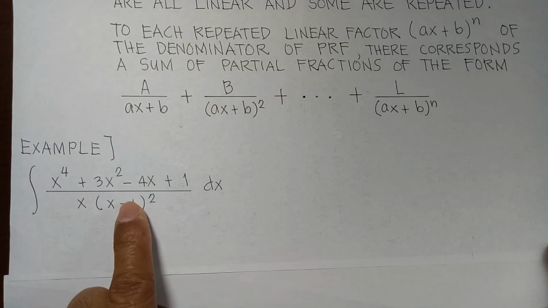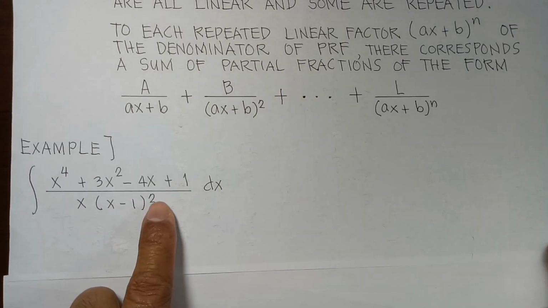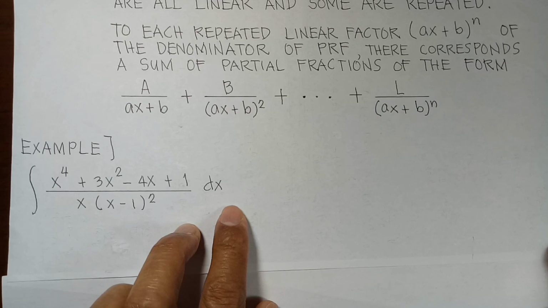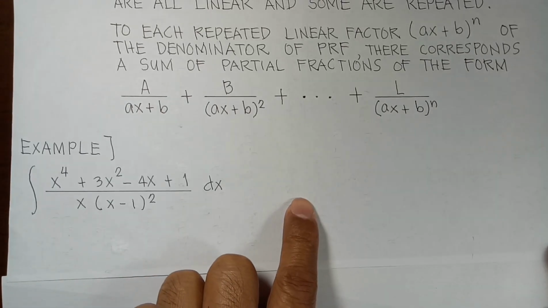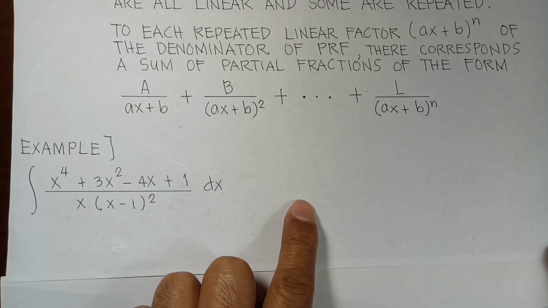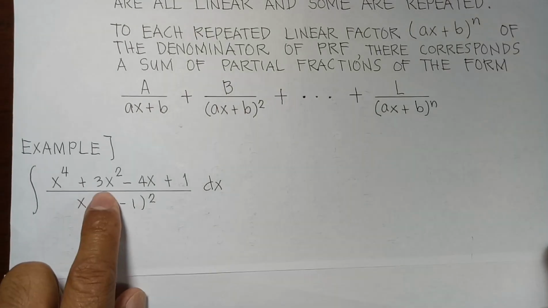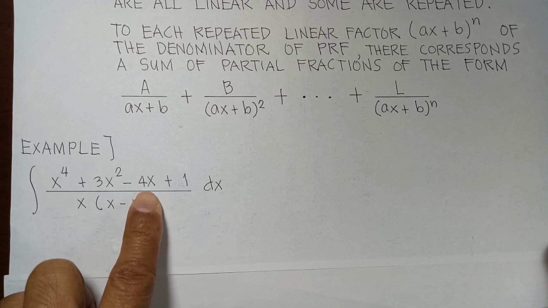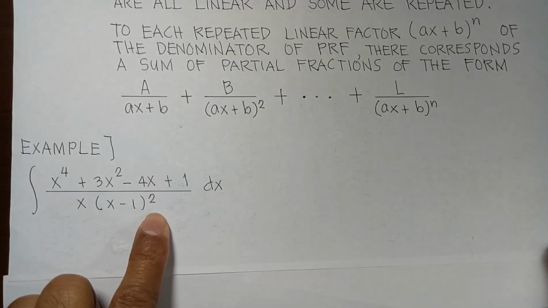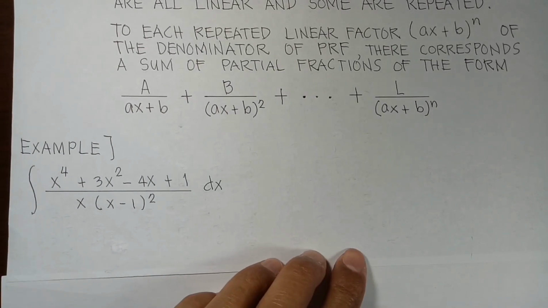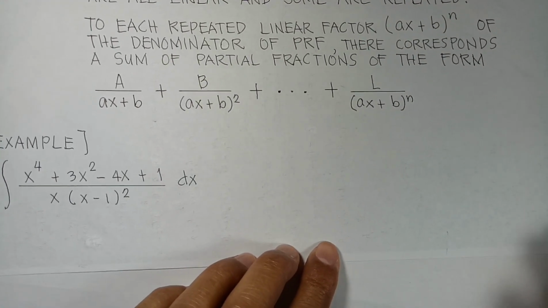And the integral of an improper fraction equals the integral of its quotient plus the integral of its remainder. Kaya we need to divide first x to the fourth plus 3x squared minus 4x plus 1 divided by x times x minus 1 squared. So magdi-division muna tayo. Okay?